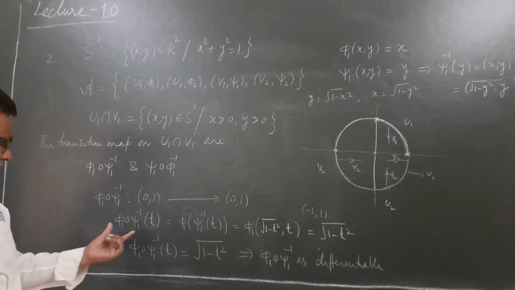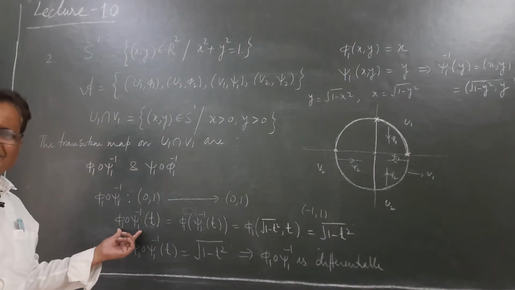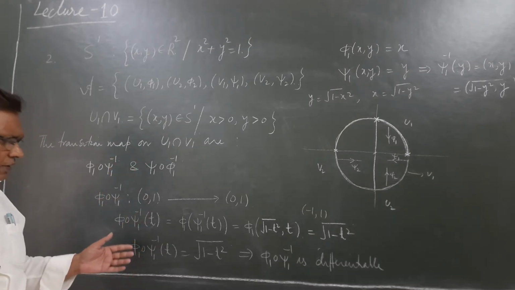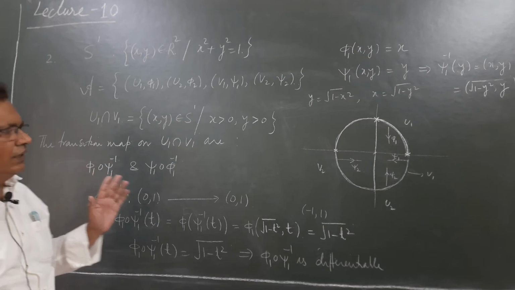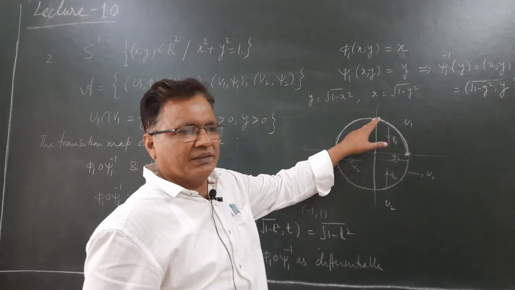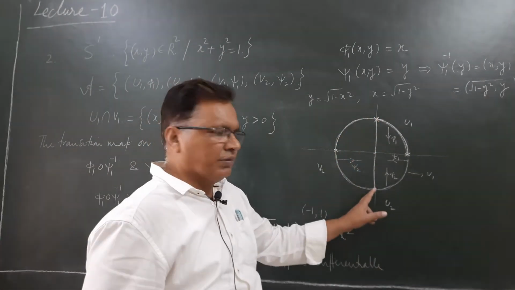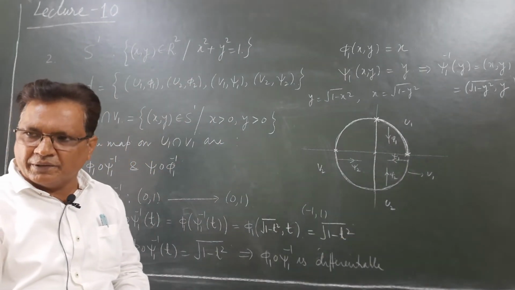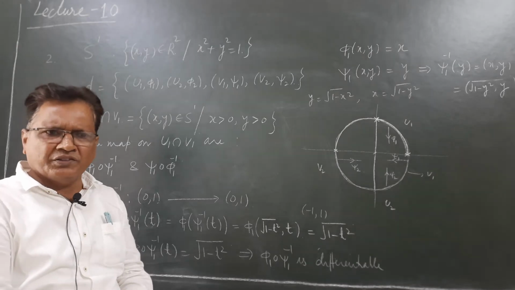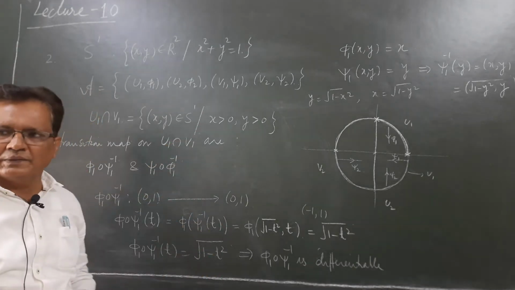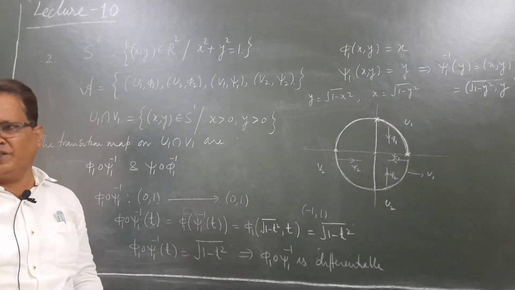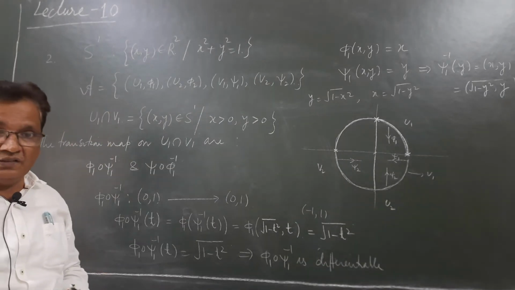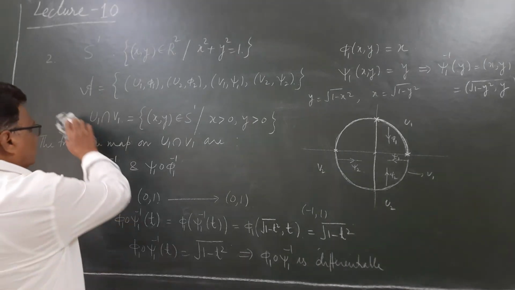And not only this transition map, every other transition map will also be differentiable and you can check it on the same lines. Exactly the same way, you can check on this intersection part, and on all the other intersection parts, that your transition map is differentiable. The method will be the same. And therefore you will conclude that the atlas A is a differentiable atlas. Okay, yes, and a smooth atlas.